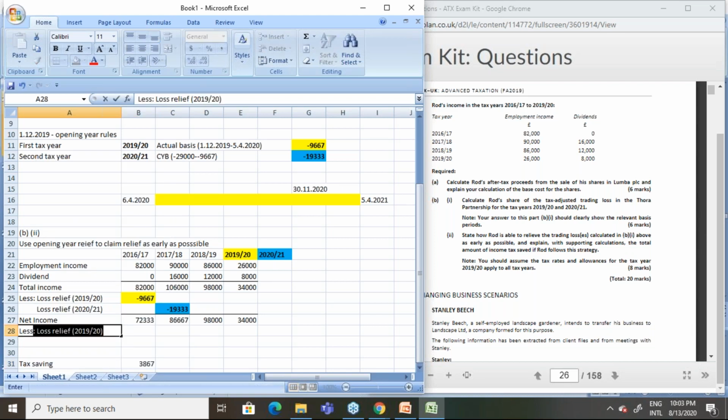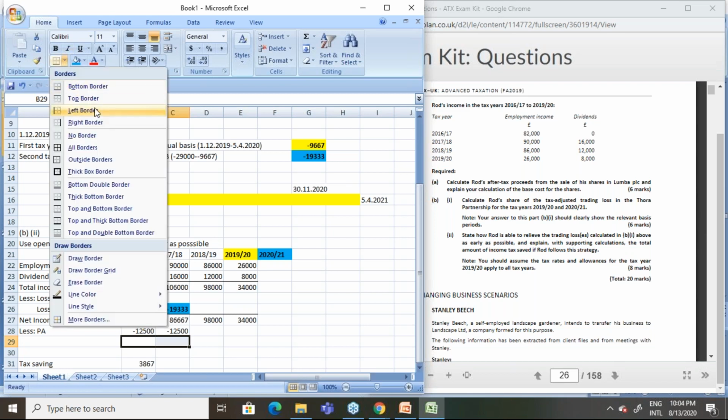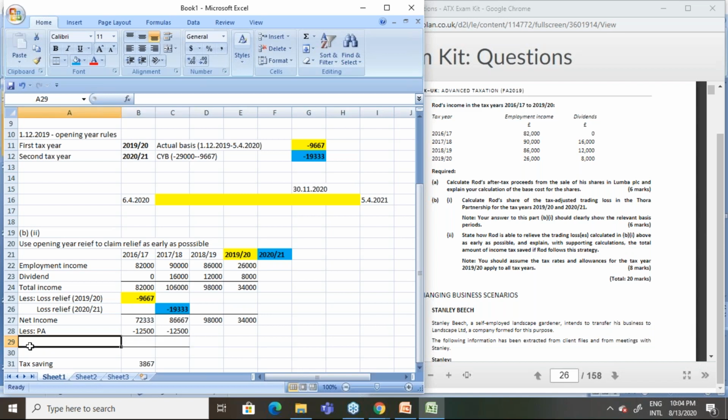Less. Normally what we do after net income, you deduct the personal allowance. So then you can deduct 12,500. Here also 12,500. I'm not going to compute for the others, but only for these 2 years relevant, because you don't have to waste your time. Taxable income.